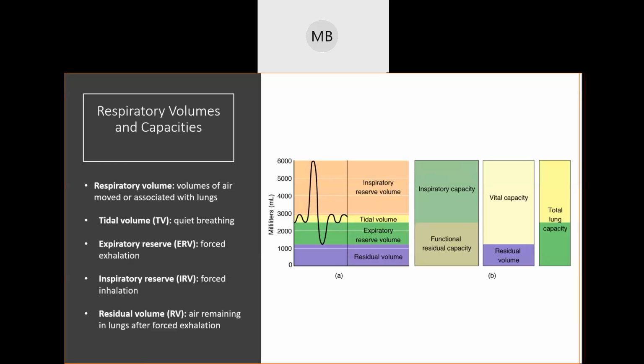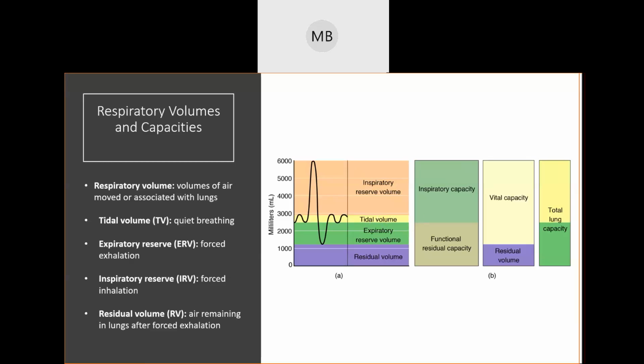Right? So essentially that would be your tidal volume plus your inspiratory reserve volume is your inspiratory capacity, if you want to put that down as a mathematical formula. Right? But your inspiratory capacity is the total amount you can breathe in. So that's going to be your normal breathing in or quiet breathing, tidal volume, plus your IRV.